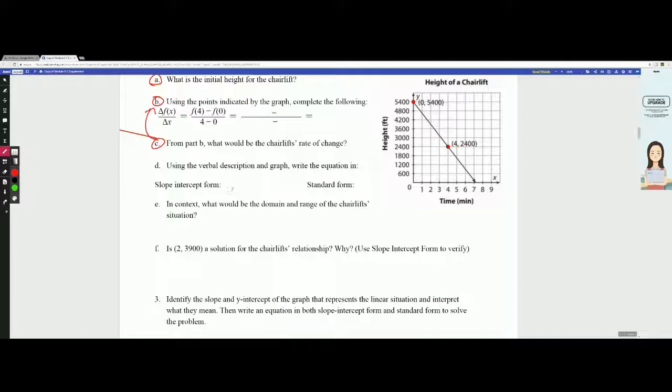And then they're asking you for slope-intercept form and standard form, okay? Again, slope-intercept, y equals mx plus b.